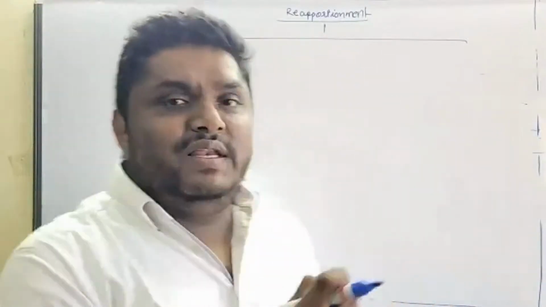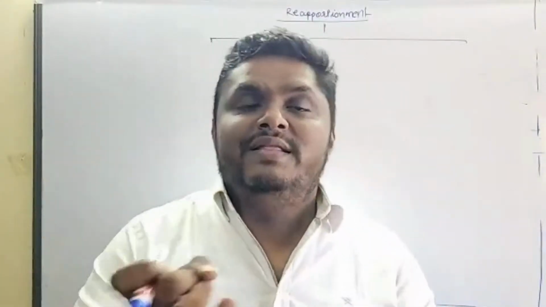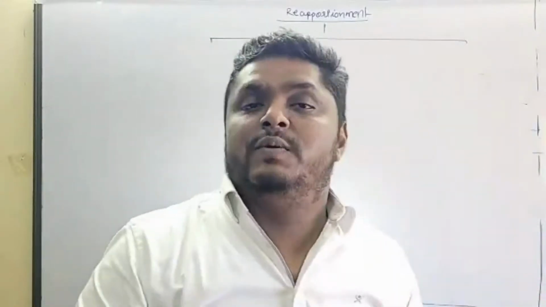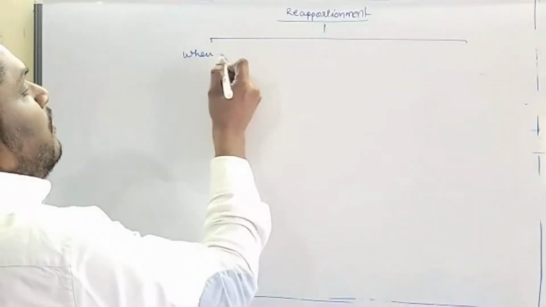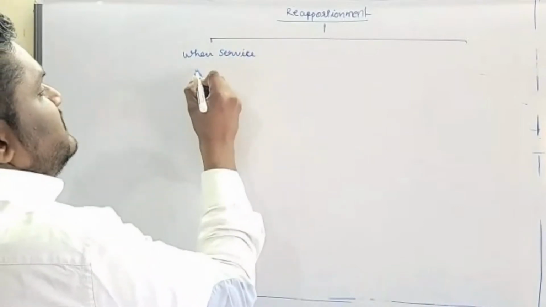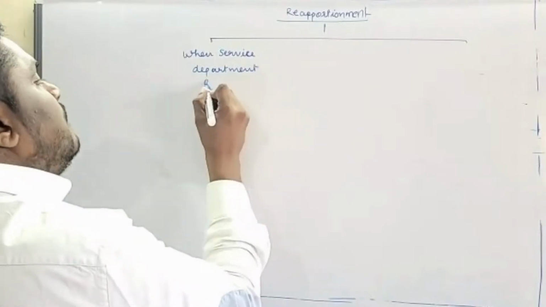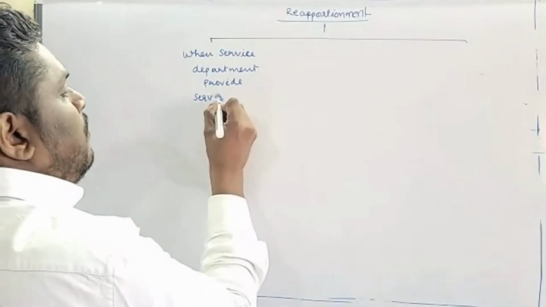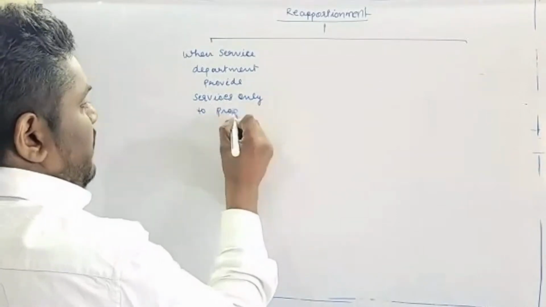The first situation is that the service department provides services only to the production department. That is, if my S1 is a service department, it is providing service only to the production department. So, reapportionment when, in the first situation, the service department provides services only to the production department.